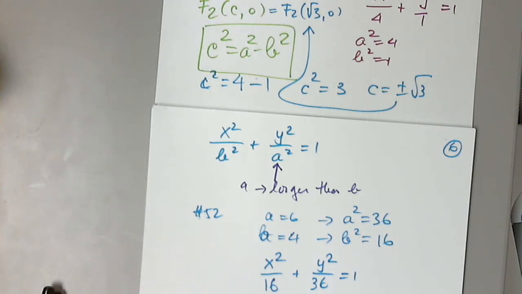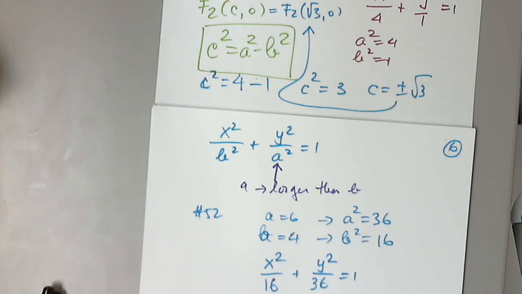So when the bigger number is under y, then the major axis is on the y-axis. The major is y and the minor is x. It's stretched out this way. The major is just whichever is larger, and the minor is whichever is smaller. So the major is 12 and the minor is 8.